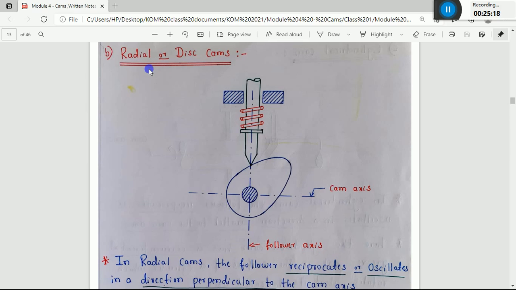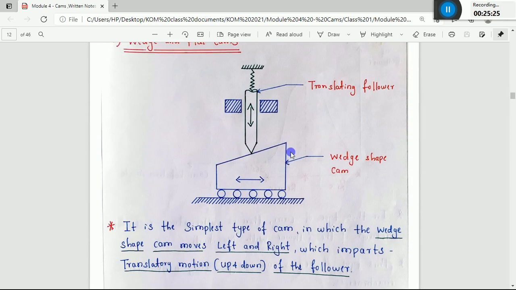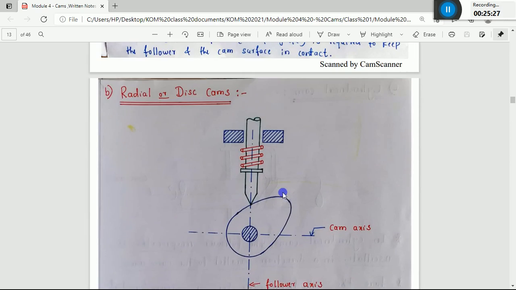Also you can see the shape of this cam is not like this. It is not in the form of a wedge shape. It is in the form of a non-circular nature. You can call it an elliptical shape.